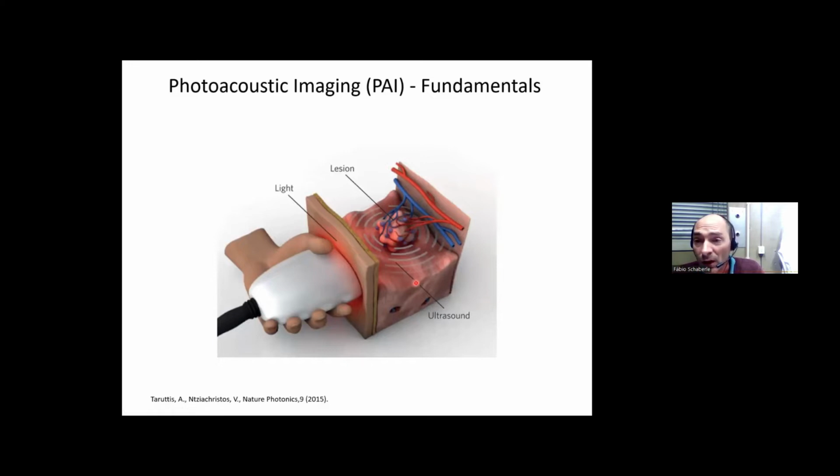So how does this work in practice? In general, we have a device that emits the laser and collects the pressure waves in the same device. So the device has a laser and has a transducer in the middle. So using only one device, we can irradiate the volume we need and collect the pressure wave back and reconstruct an image.